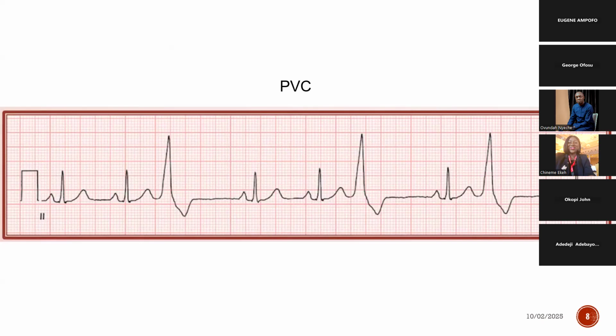By way of image, this is how a PVC looks. Here we have a PVC, another one, and a third one. By definition, it has to be a broad complex, and by broad complex, we mean a duration of more than 120 milliseconds. It should have no preceding P wave, so here you cannot see any P wave. And the T wave that follows the broad QRS complex is usually wide compared to the other QRS complexes, and it's in the opposite direction of the QRS.